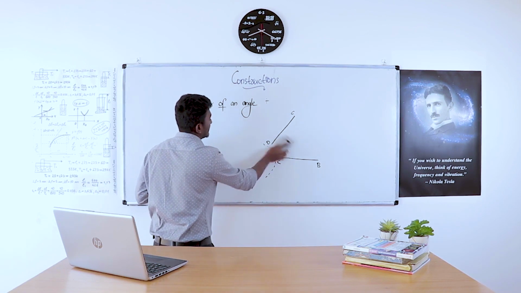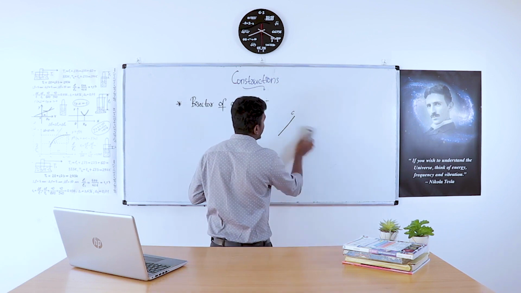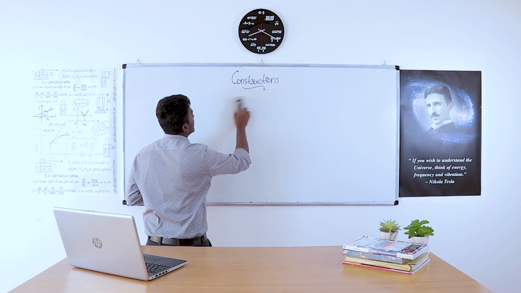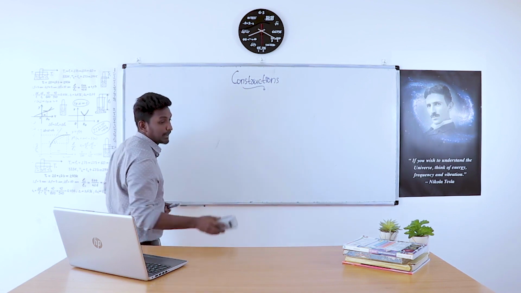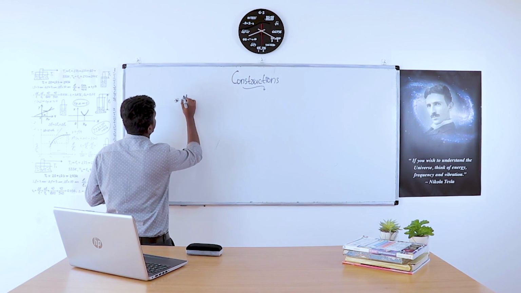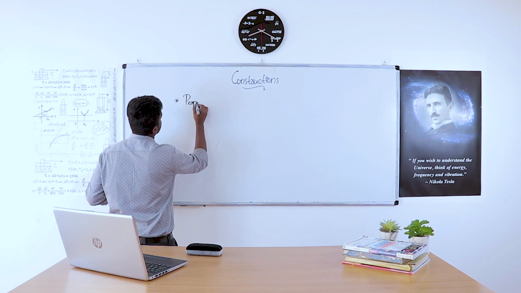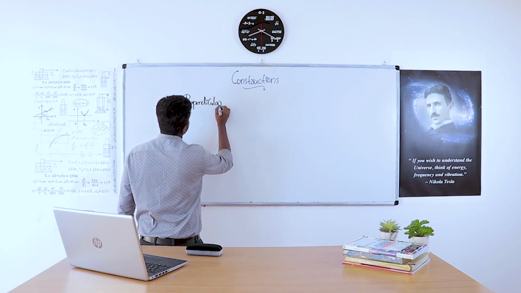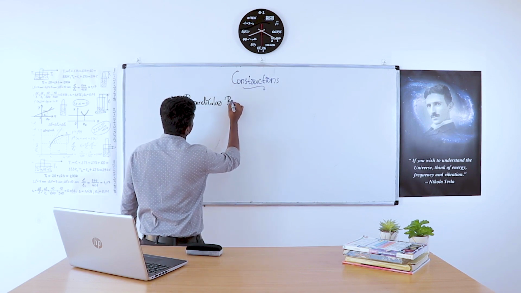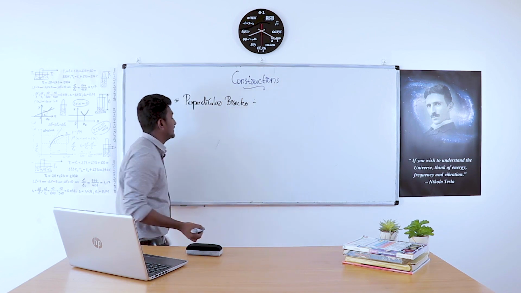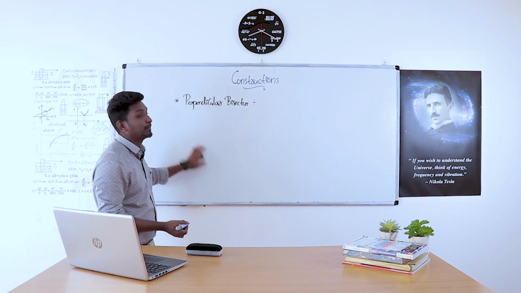Now, the second construction method is the perpendicular bisector of a line. How will we construct a perpendicular bisector?